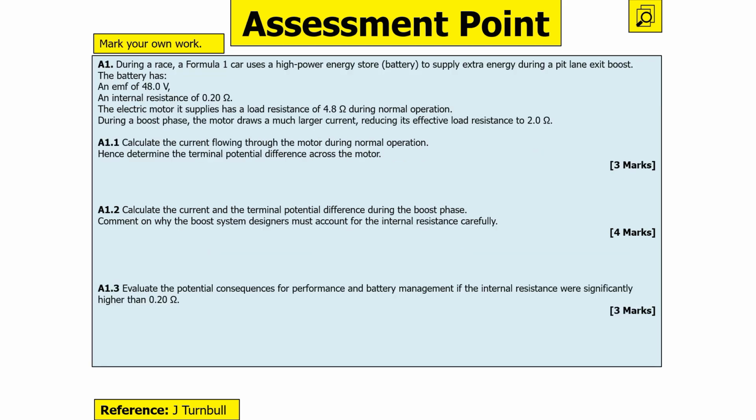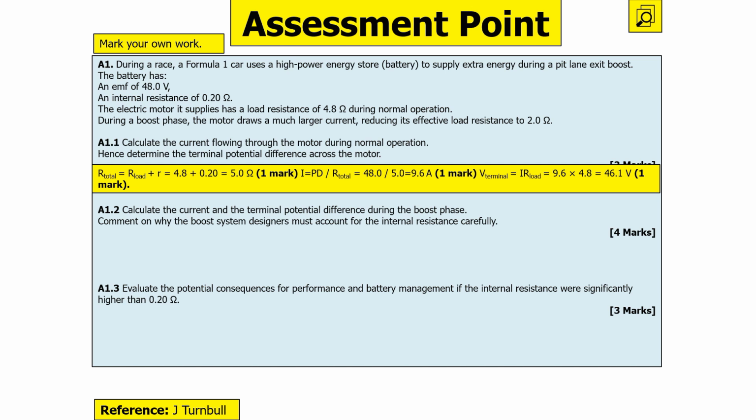So, in this first one, what is the total resistance? Well, it's going to be the resistance of the circuit plus the internal resistance. So that's 4.8 plus 0.2 is 5 ohms. So the current is therefore the PD over the total resistance, so it's 9.6 amps. So the terminal potential difference is equal to the current times by the load resistance. So it comes to be 46.1 volts.